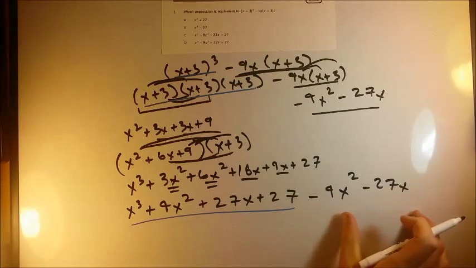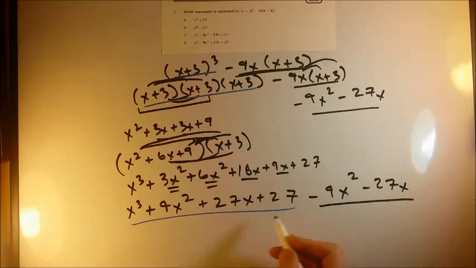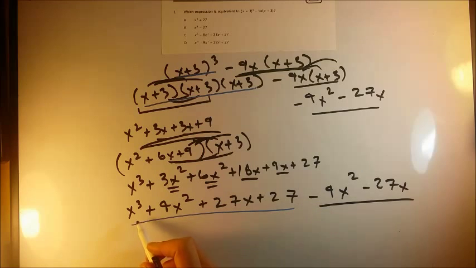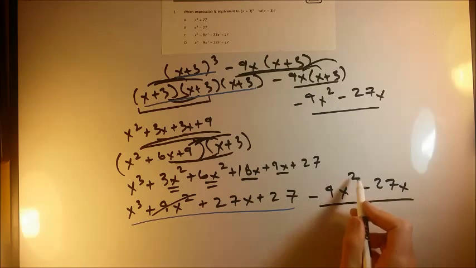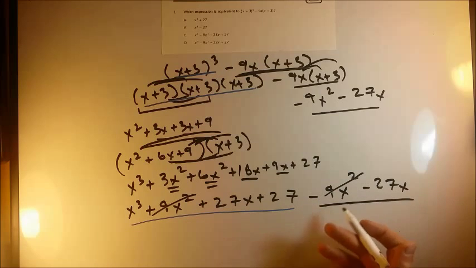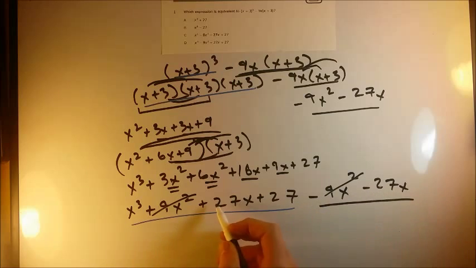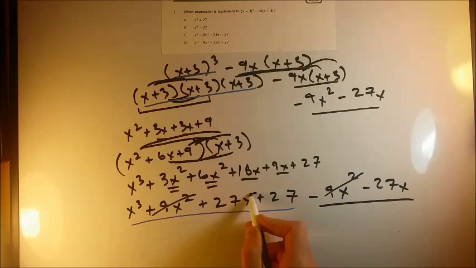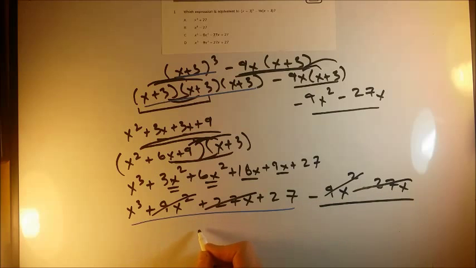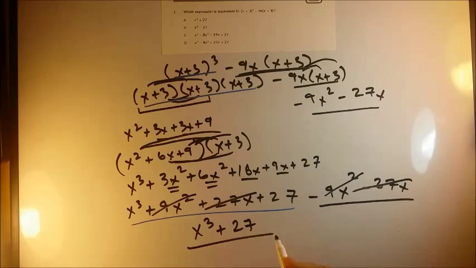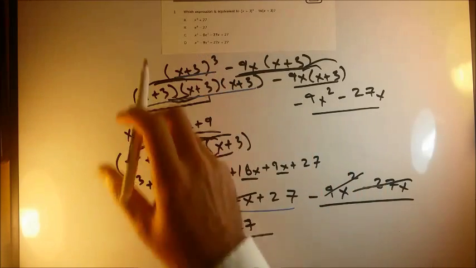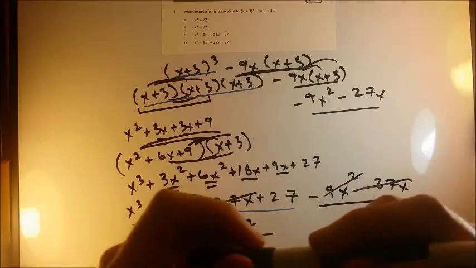Now that I've got all of my parts distributed, let's see if there are other like terms we can combine. For x cubed, there's nothing to combine. Plus 9x squared minus 9x squared: 9 minus 9 gives me 0, so those cancel out. 27x minus 27x: 27 minus 27 is 0, so I end up with 0x. These cancel out, and I'm just left with x cubed plus 27. That is answer choice A. So that's one way of solving this problem.